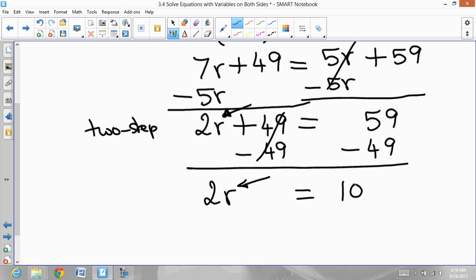And now you need to get r alone. 2 and r, there are no signs between. That means they are multiplying by 2. The opposite of multiplying by 2 will be to divide by 2 on the left and divide by 2 on the right. Cancel out. 2 divided by 2 gives you a 1. So all you have is r equals 10 divided by 2 is 5. And that is the answer.